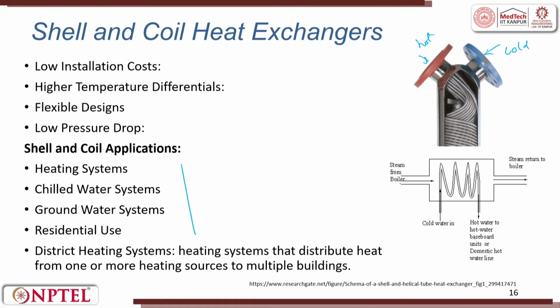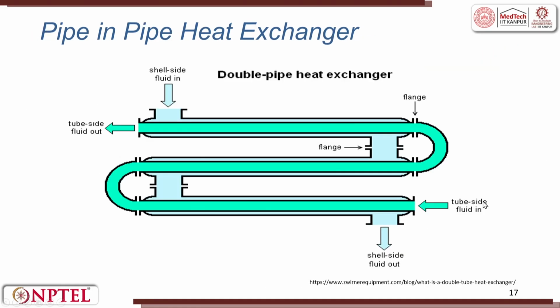So, this is steam from a boiler which goes through it. The steam returns to the boiler, and here there is cold water which is passed, so there is heat transfer happening. Then, it is the pipe in pipe heat exchanger.